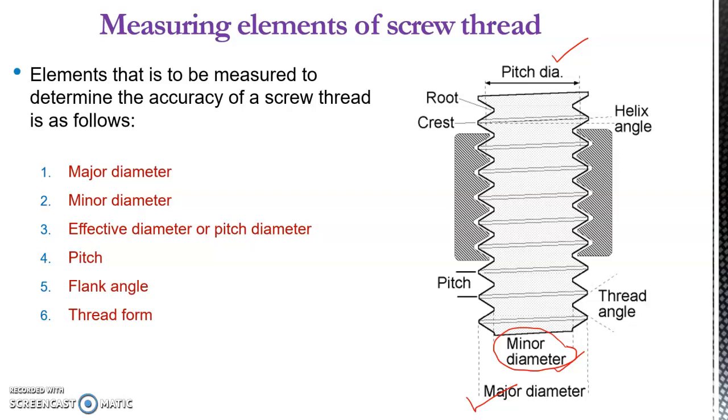Apart from that, we have to measure the pitch of the thread, then flank angle, otherwise known as the thread angle, then the thread form. Thread form, in some threads the form will be in V shape, some it will be in square, or some it will be in a round shape. In this video we discuss about the measurement of major diameter.